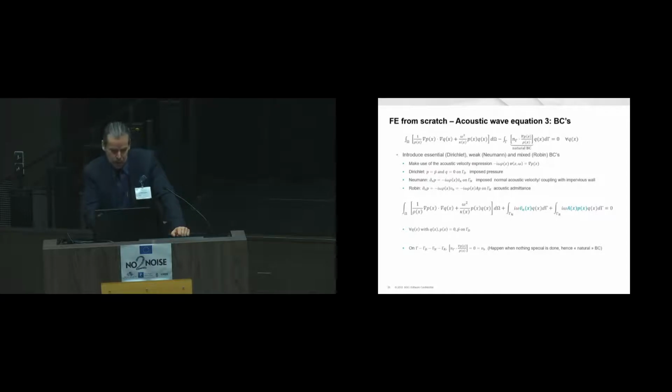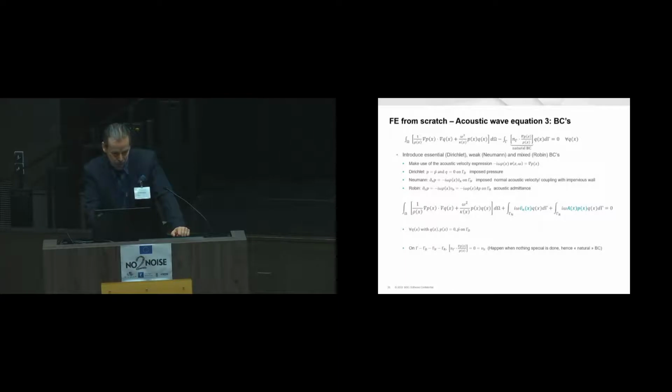Okay, so why the natural BC? When you don't impose anything on some part of the boundary, you end up with this condition that has been fulfilled, because it has to be verified for any test function here. So this is the natural boundary condition that happens if you don't do anything. That's why it's called like that.